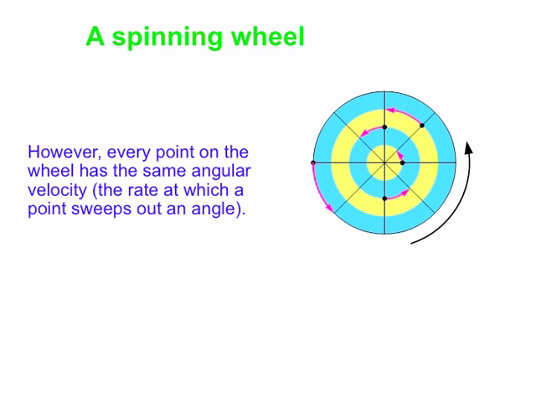So even though every point has a different velocity, every point in fact has the same angular velocity. All these points have gone through 45 degrees in whatever time it took that wheel to spin through 1/8 of a circle. That's the same angular velocity. If it took a second to go through 45 degrees, then their angular velocities are 45 degrees per second in a particular direction, which we could say is counterclockwise in this case.